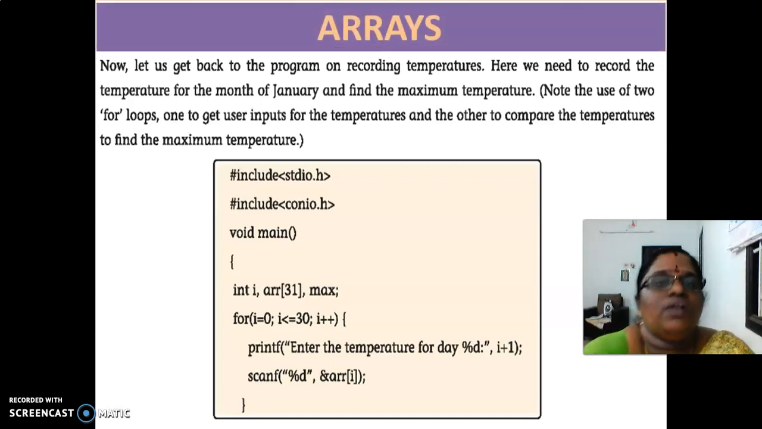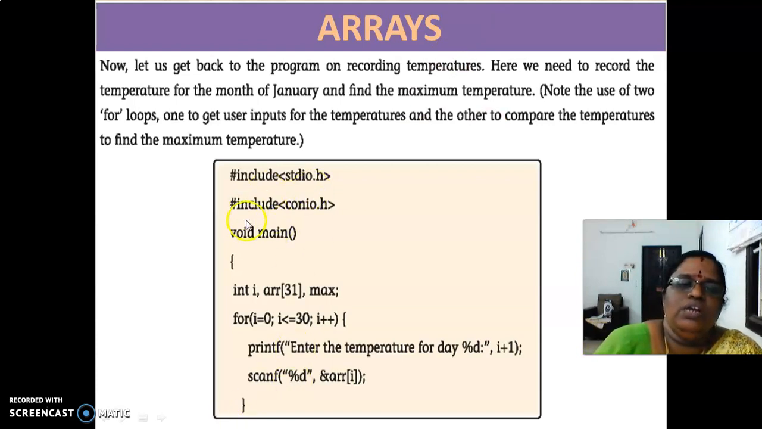Now let us get back to the program on recording temperatures. Here we need to record the temperature for the month of January and find the maximum temperature. Note the use of two for loops, one to get user inputs for the temperature and the other to compare the temperatures to find the maximum temperature. Okay, children? See here, include, main, array[31], maximum. So we are getting the array. Using the for loop, all the 30 elements we are getting.